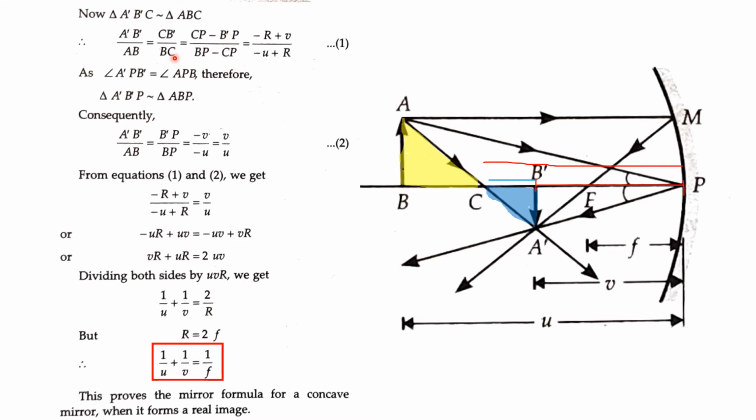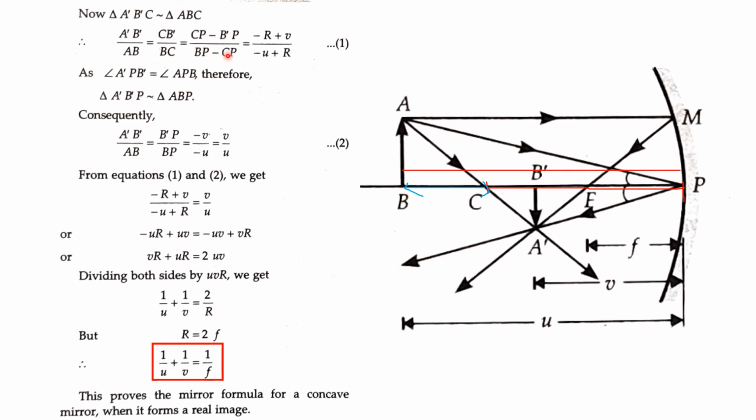Your CB dash can be written as CP minus B dash P. Similarly, this side BC can be written as: consider this distance BP, and from this distance, if I eliminate CP, I'll be left with BC, this blue line. So CB dash can be written as CP minus B dash P and BC can be written as BP minus CP.